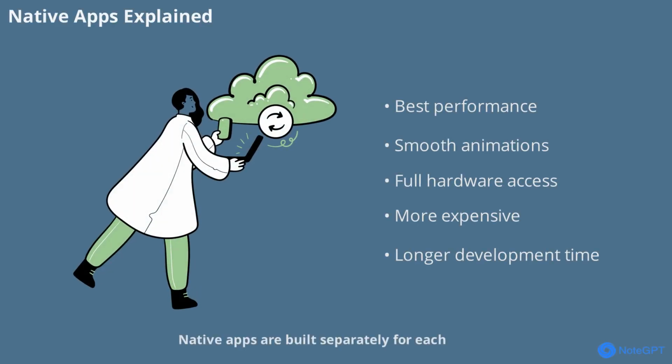Native apps are built separately for each platform, one version for iOS and another for Android. This approach delivers the best performance, smooth animations, and full access to hardware features. However, it's more expensive and takes longer to develop. High-end gaming apps often use native development to ensure top-notch graphics and responsiveness. If you want the best possible experience, native apps are the way to go.